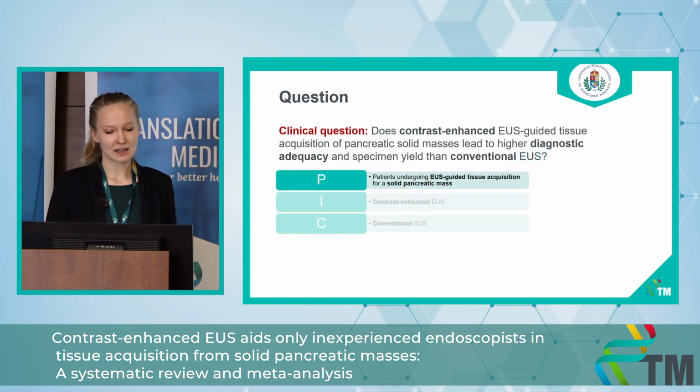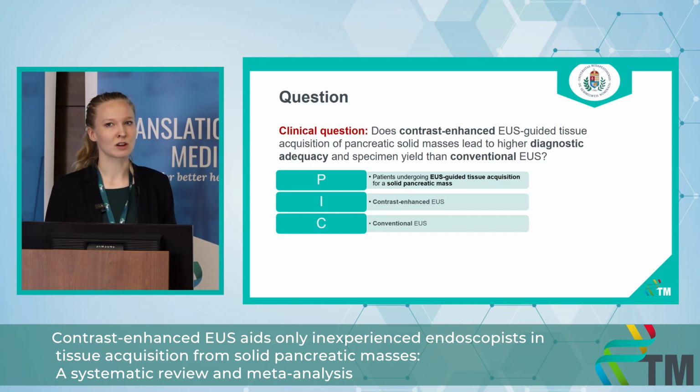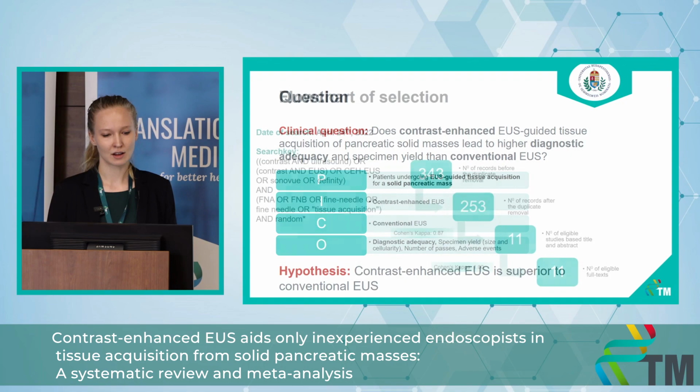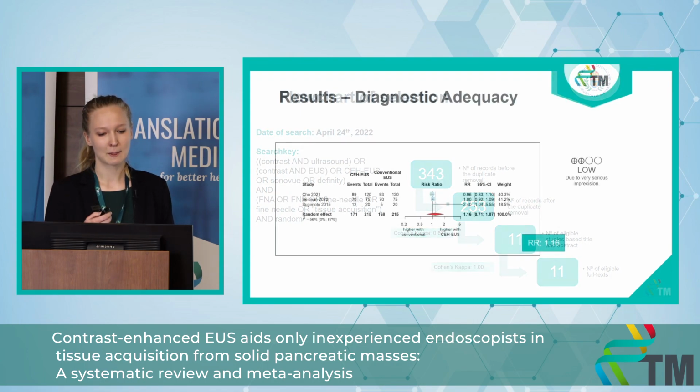Our population was the same. Our intervention was contrast-enhanced endoscopic ultrasound and the comparator conventional endoscopic ultrasound. We were further looking at the same outcomes of diagnostic adequacy, specimen yield, number of passes, and adverse events. Here we had only 343 search results, and we ended up with 11 eligible full texts.